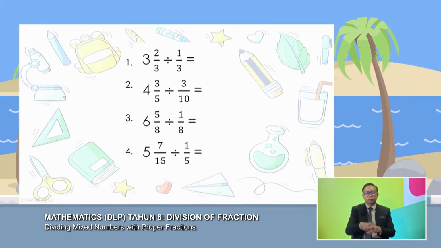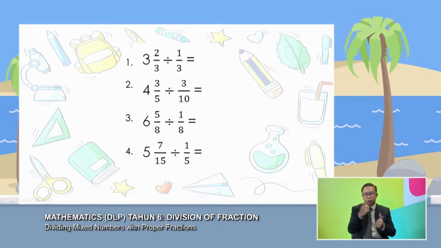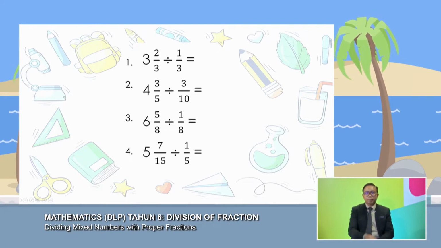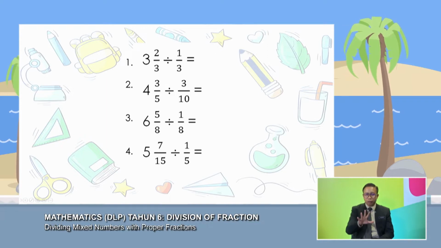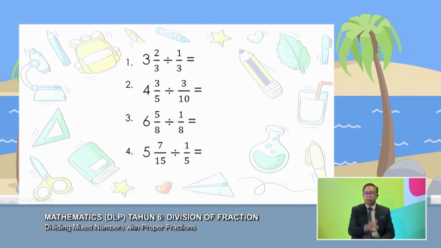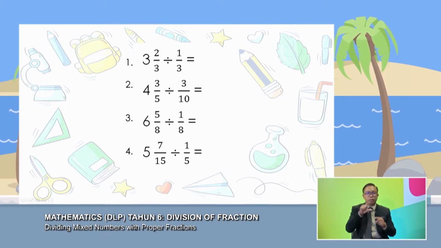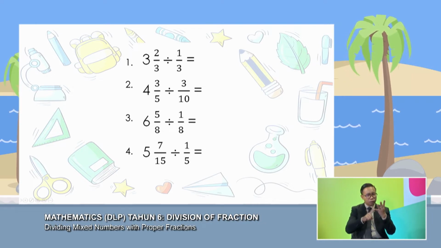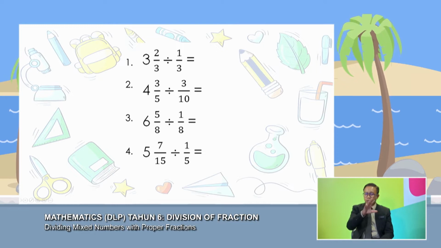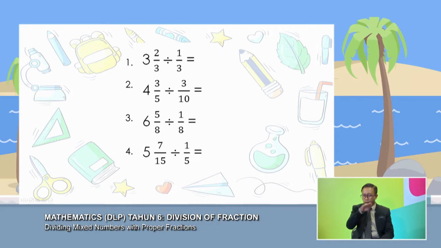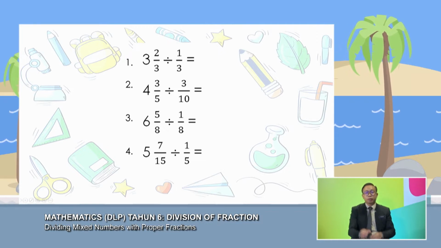I will read the questions as usual. The first question is 3 2/3 divided by 1/3. The second question is 4 3/5 divided by 3/10. The third question is 6 5/8 divided by 1/8. And the last but not least, the fourth question is 5 7/15 divided by 1/5. Kids at home, you can try all these 4 questions.